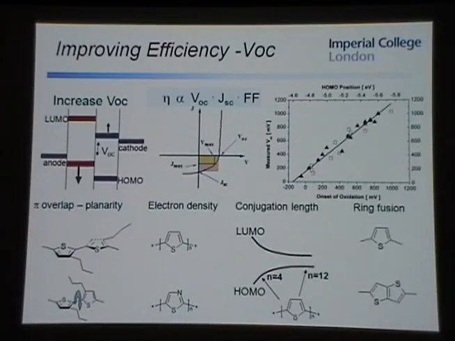You can change the conjugation length of the material, so you can go from polymers to discrete oligomers. So you decrease the amount of overlap here, and you increase the band gap. Or you can change the aromaticity of the ring system, so you can make it more or less able to delocalize fully along the backbone. So if you go from a material like thiophene to a fused thienothiophene that has a higher aromatic stabilization energy, there's a bigger penalty to pay to fully delocalize along the backbone. So you tend to get a wider band gap, and therefore an increased VOC.